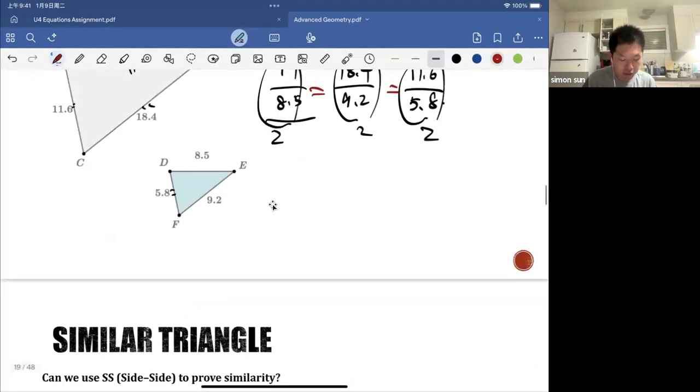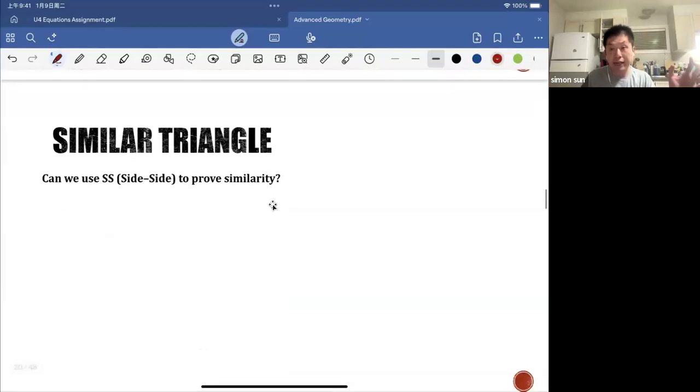Now my question is, can we use side and side? It's very similar to the angles, right? So I just pick two side ratios. It's the same. Can we prove this one is similar? You can put your answers on the blank. You can just put a Y or N to represent yes or no. Or you can also say, okay, it depends, or something else.